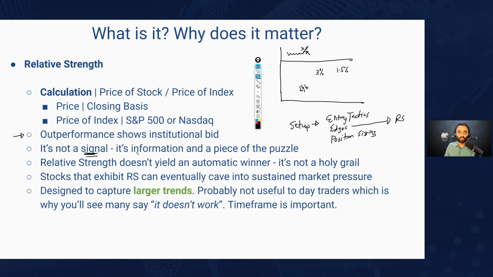So to think that you can take RS, make it the only thing you look at, and take actions off of that, which is basically a signal, a bullish signal or a bearish signal, that is not the right way to be going about it. It's just a piece of the puzzle. It's information that we're getting, and we still need to figure out the other, number 3 and number 1 of that puzzle, right? Relative strength does not yield an automatic winner.